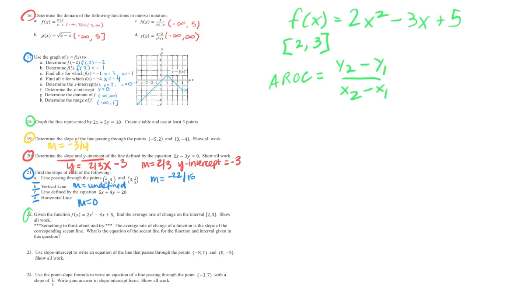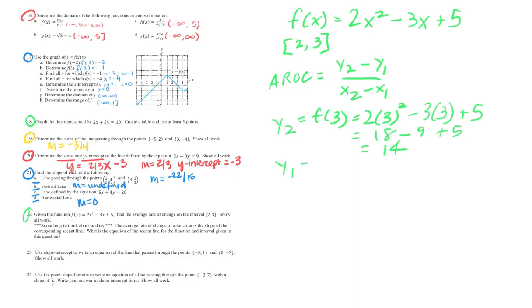Well, we know our x2 and x1. We don't know our y's, so we're going to get those from plugging into our equation. y2 is going to come from plugging 3 into our equation. f(3) is 2 times 3 squared minus 3 times 3 plus 5. Simplifying this down, we get 2 times 9, 18, minus 9 plus 5. 18 minus 9 is 9, plus 5 gives us 14.